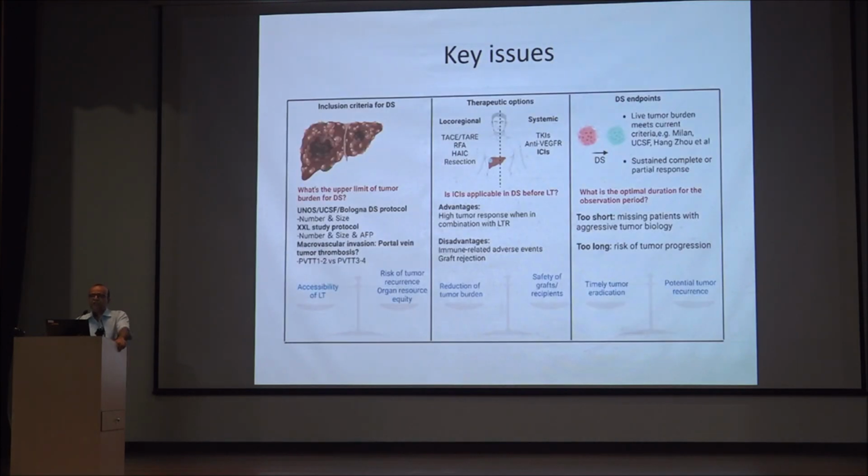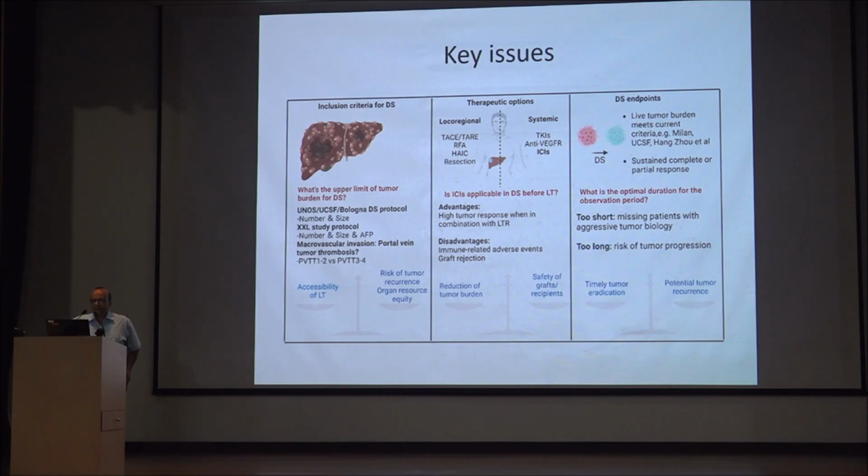So there are many key issues when we are discussing downstaging. First is up to outside: how far outside should we go to downstage a tumor? Which initial criteria should we select, and what is the upper limit beyond which we will not even consider downstaging? Then there are criteria like UNOS, adopted in 2017, then UCSF, then Bologna, based on number and size, and the XXL study, which is an RCT, again using number, size, and AFP.